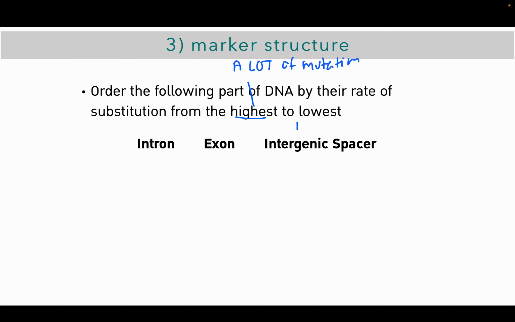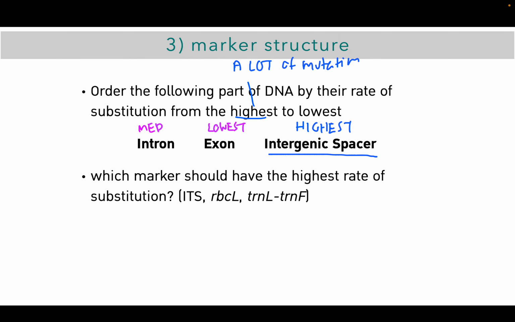So of course, the intergenic spacer has the highest mutation, right? Because it is between genes, it doesn't do anything. It doesn't even get transcribed, right? And intron is sort of medium in most cases, and exon should have the lowest mutation because it has a function, right? So knowing this, which marker should have the highest rate of substitution?